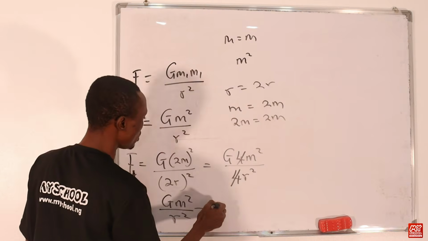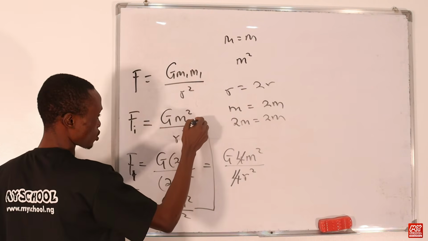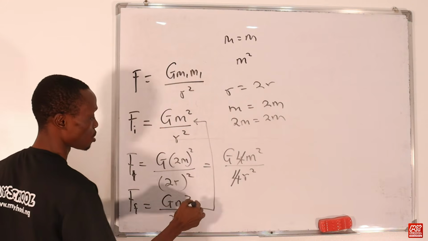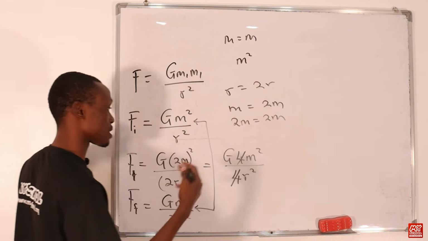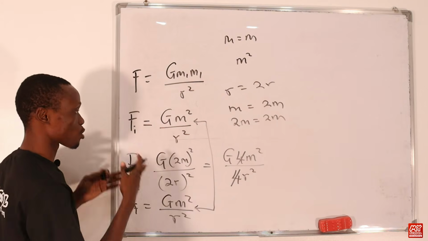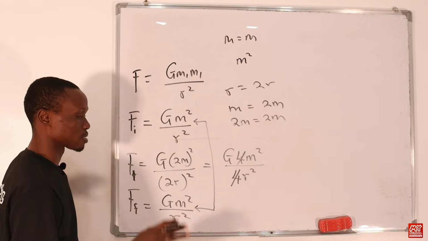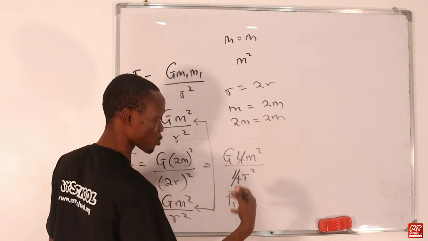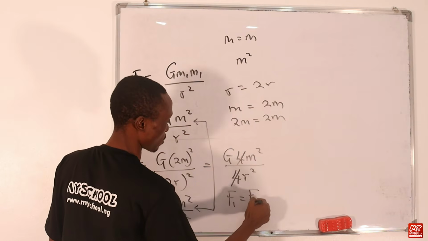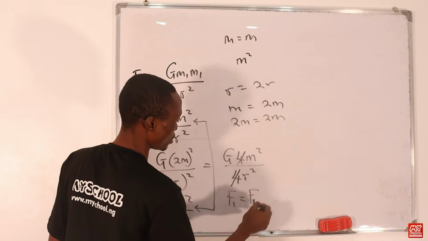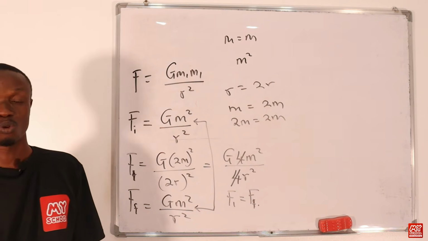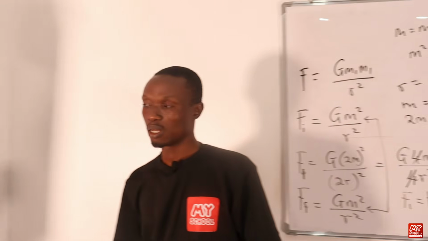which is also equal to the initial force of attraction between the bodies before their masses and the distance between them were doubled. So even though the masses were doubled and the distance between them was also doubled, the force of attraction between both masses still remains the same. The initial force of attraction between the two masses is equal to the final force of attraction between the two masses. Okay, so let's return back to the screen to continue with our lesson.